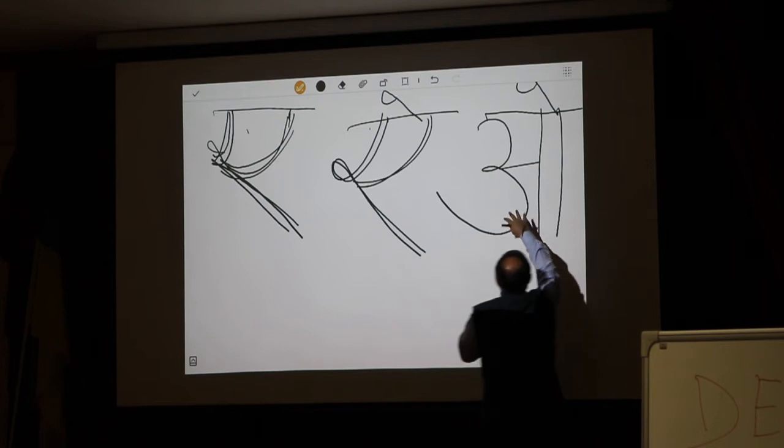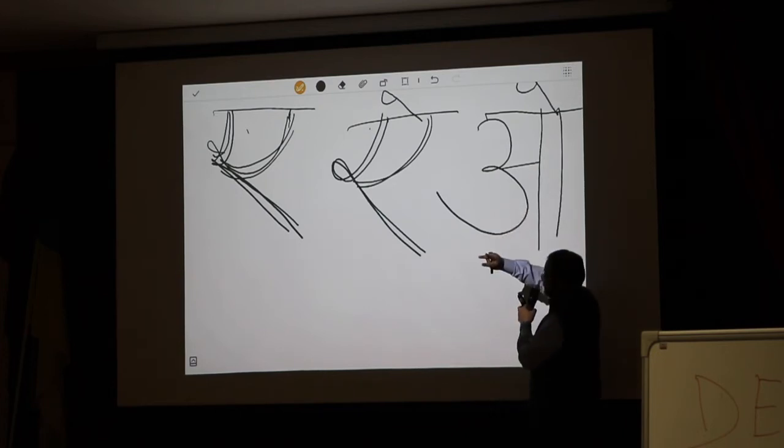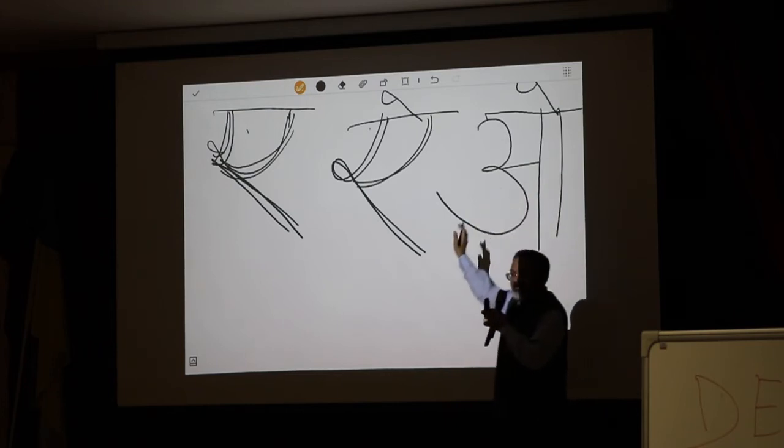So, in this vowel, you have three vowels. A, A, and O. All of them are hidden here.